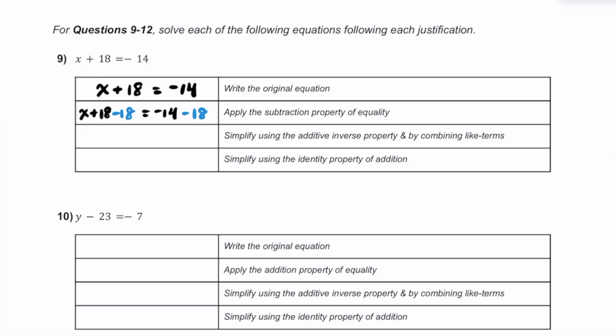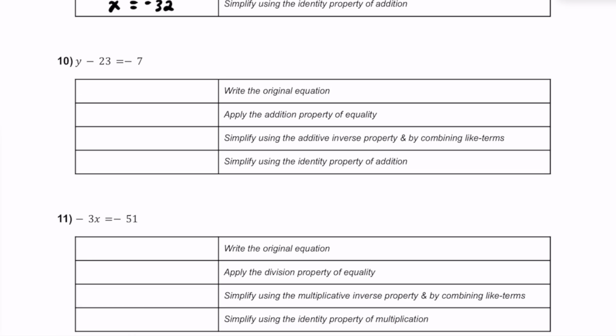So you can say this would be x plus 0 on the left side of the equation. And then if we combine these constant terms on the right side of the equation, this negative 14 minus 18 is the same thing as negative 14 plus negative 18, and that's negative 32. Finally, let's simplify using the identity property of addition. So x plus 0 is really just x, so we can say x must equal negative 32. All right, cool. Let's take a look at number 10.